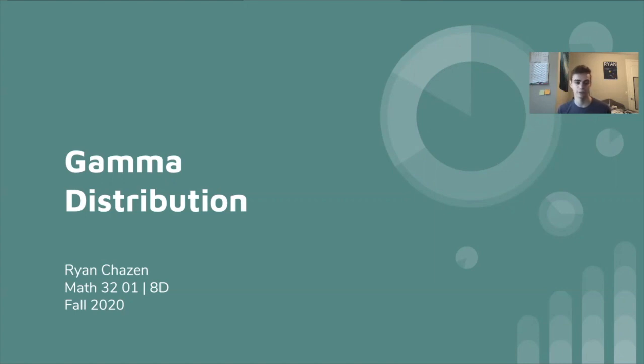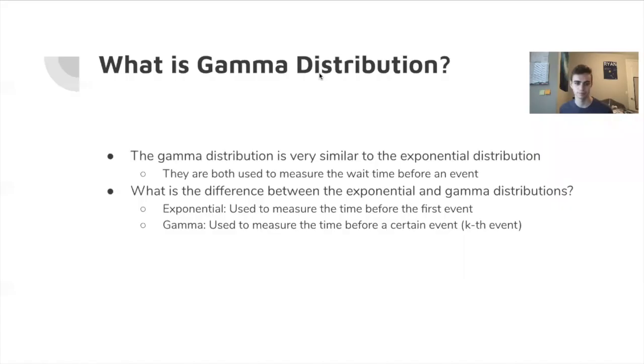Today I will be discussing the topic of gamma distribution. So what is the gamma distribution? The gamma distribution is very similar to the exponential distribution. They are both used to measure the wait time before an event.